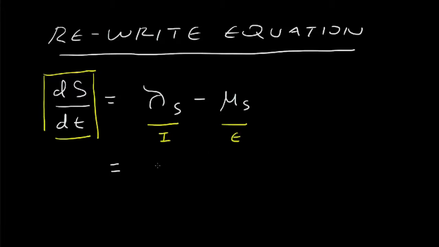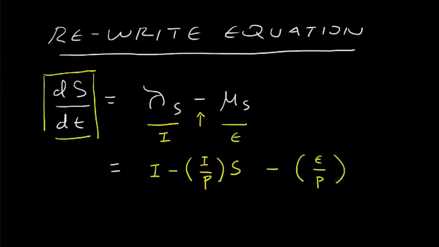So for the I term, we had what? We had our immigration term, rather. We had I minus I over P times S. And now we have minus, right? Our mu term, which was E over P times S. Got it so far? So here we have simply substituted our equation for our immigration line in here and our equation for our extinction line in here.